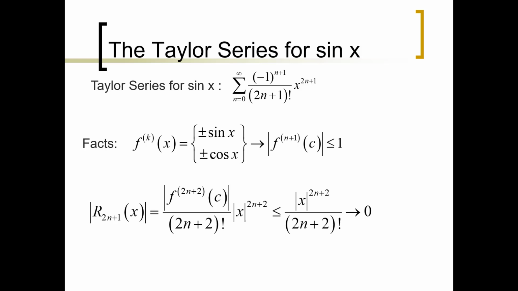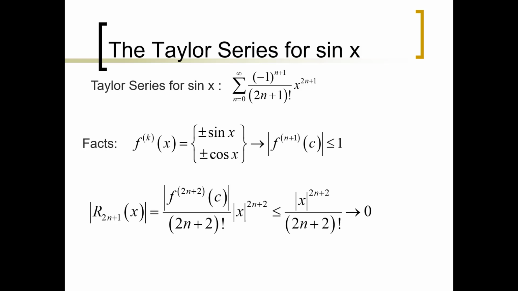But the remainder that corresponds to the polynomial of order 2n plus 1 would equal the derivative of the function, where you take it to the 2n plus 2 power, evaluate at some c, all over 2n plus 2 factorial, times x to the 2n plus 2 power. But the derivative is just less than 1. That gives you this fraction, that the remainder has to be less than or equal to the absolute value of x to the power of 2n plus 2 all over 2n plus 2 factorial.